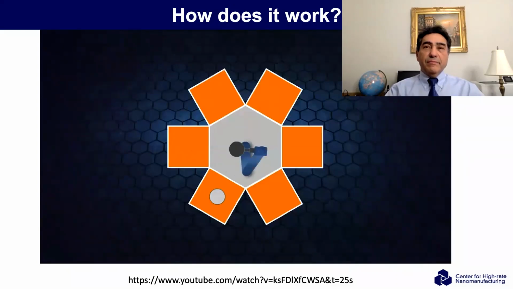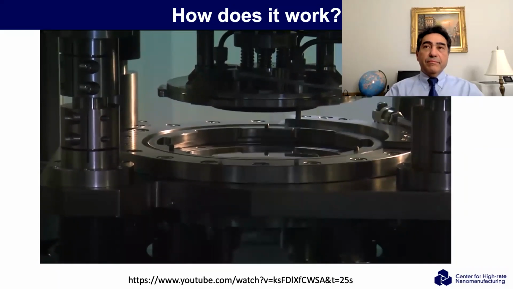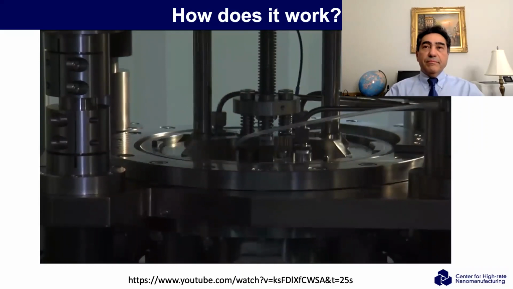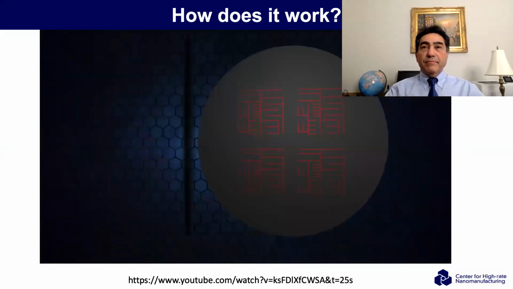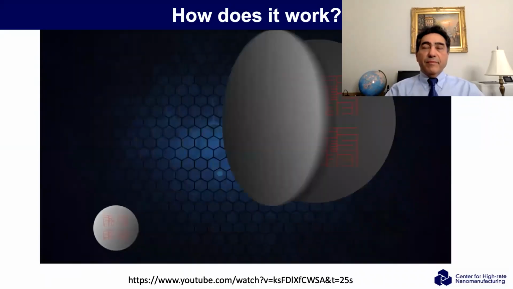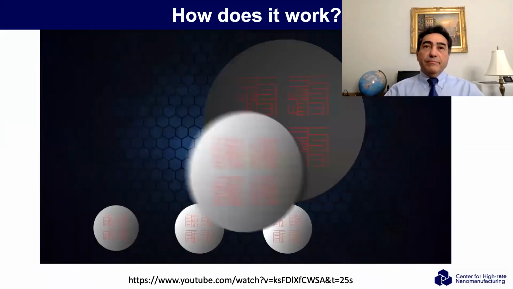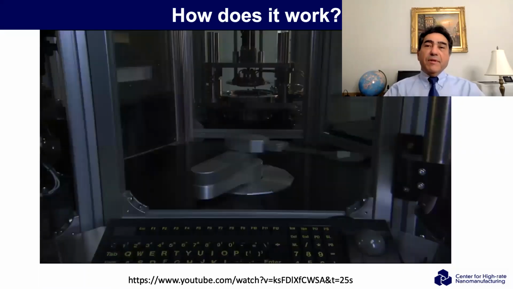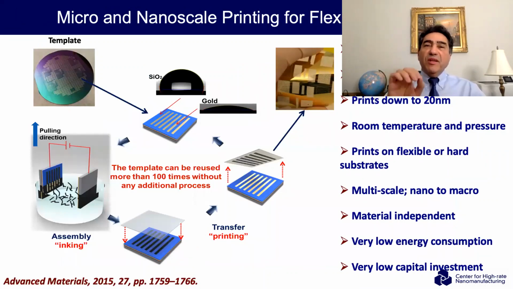The newly inked template is aligned to the blank wafer, and both are taken to the transfer module, where a pressure device presses the two together. In an instant, the pattern that was inked on the template is printed onto the wafer. And like a printing press, the process can be repeated to make as many wafers as you want from the same template. So this particular one is designed to print flexible electronics.